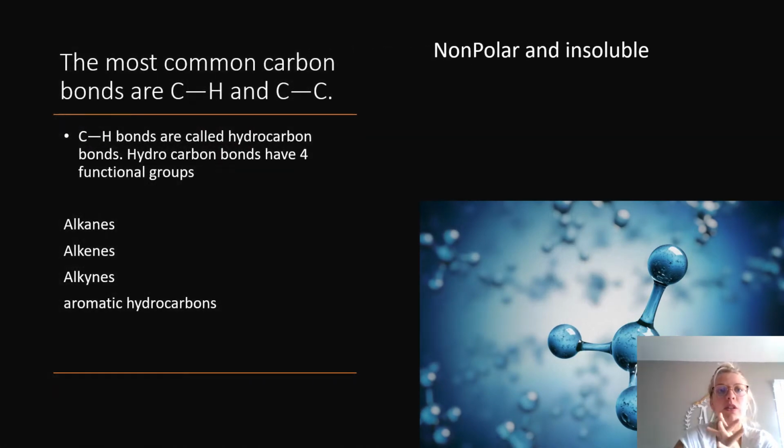Look at the most common carbon bonds. So you have carbon to hydrogen and carbon to carbon. And here our definitions come into play: nonpolar and insoluble. Carbon to hydrogen bonds are called hydrocarbon bonds. These hydrocarbons have 4 groups. Functional groups we will go over a little bit later to help us better understand. So we have alkanes, alkenes, alkynes, and aromatic hydrocarbons.